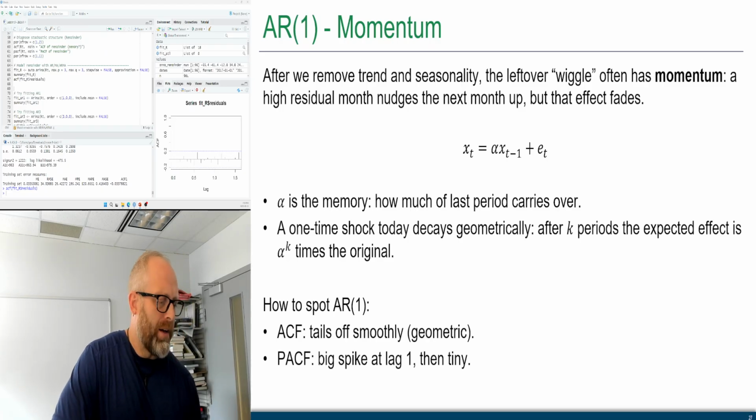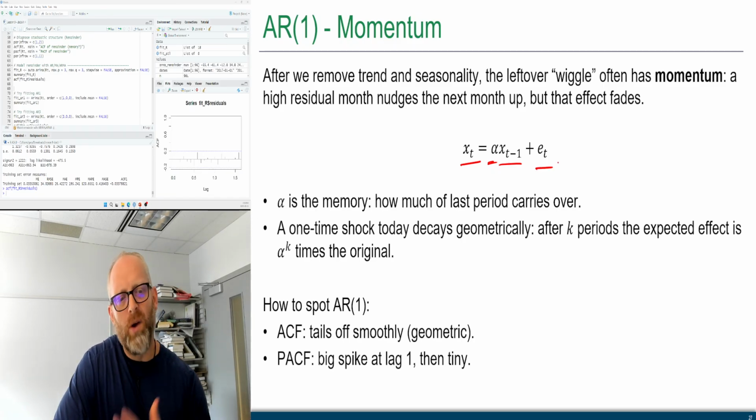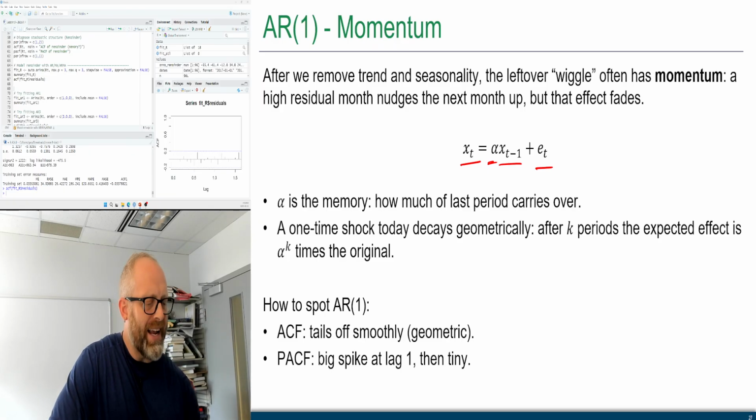I'm going to take my time period t, and I'm going to say it comes from the previous period. How much effect is going to come from the previous one? That's alpha. And then again, we have some error, and if alpha has special properties, then that error is just white noise. So we say alpha is the memory. How much of last period carries over?